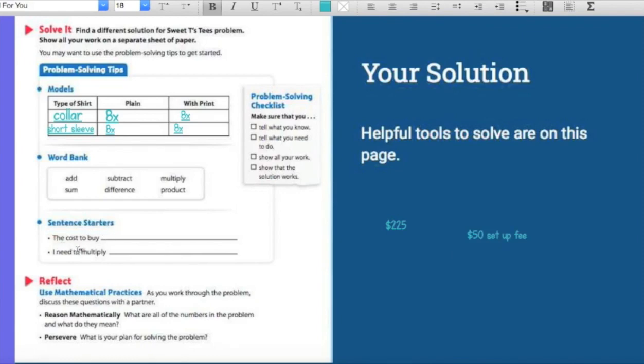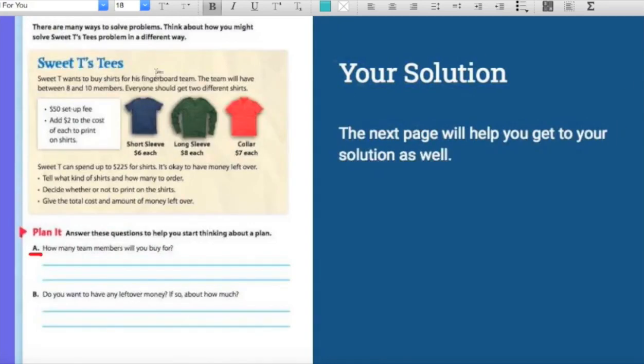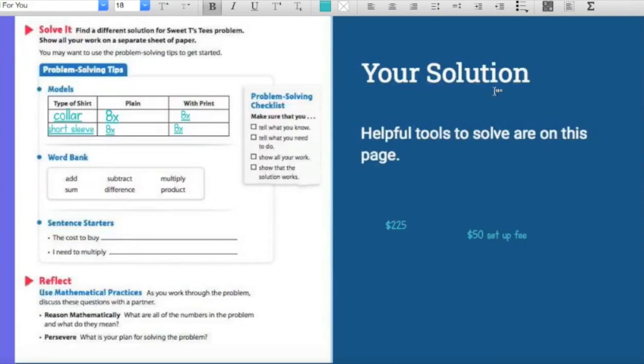These sentence starters right here, they don't necessarily need to be filled in. It's more to help you think about how you can work through this problem. The cost to buy collared shirts, plain collared shirts, is 8 times. And then you would go back and figure out, oh, a plain collared shirt is $7, one of them. So it'd be 8 times 7.